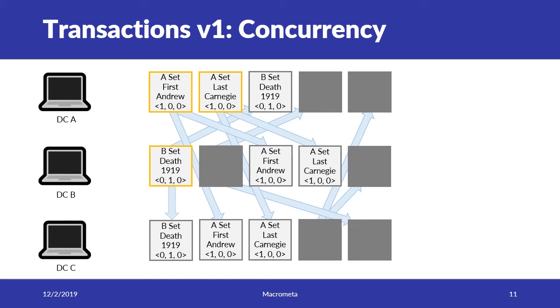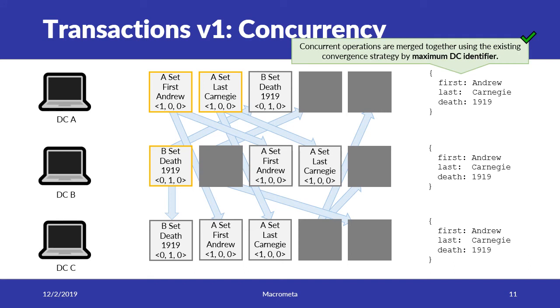When there are no conflicts in the document, where two concurrent transactions haven't modified the same fields, we'll take the concurrent transactions and merge them together. So in this case, since there are no conflicts, we end up with Andrew Carnegie 1919. However, if data center A had also changed the death date, B's change to the death date would win over A's, because it would pick the maximum data center identifier per field in the document.